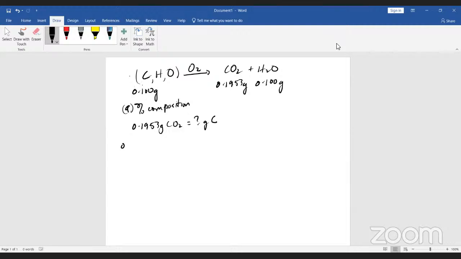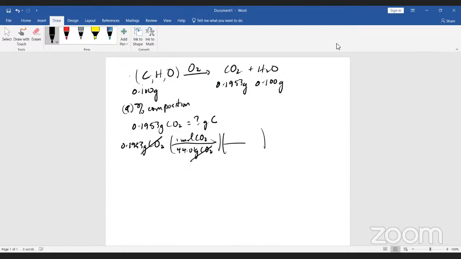So the way we're going to do that is 0.1953 grams of carbon dioxide. And the first thing I'm going to do is convert it to moles, right? So I'm going to put 1 mole of carbon dioxide above, and down here will be the molar mass of carbon dioxide, which is 44.01 grams. We get that, of course, by adding up the molar masses of the 2 oxygens and 1 carbon in the formula, right? So the grams of carbon dioxide will cancel out.